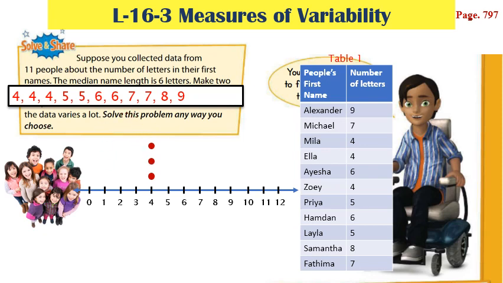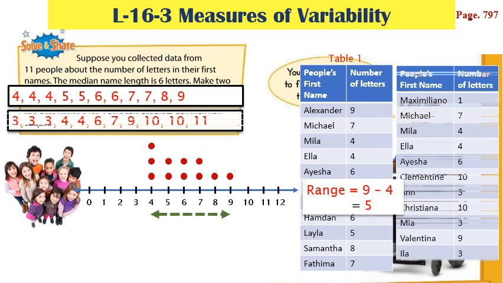Let's make dot plots for each data set and compare. Which data is more spread over the data values? Good, our second set of data values is more spread than the first set of data values. Great.